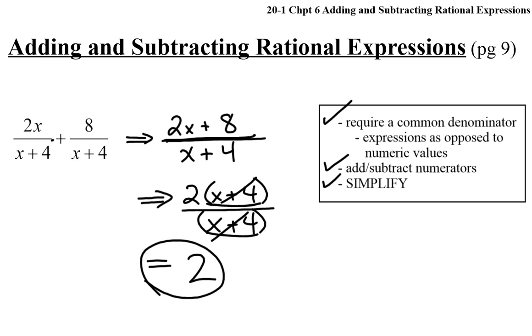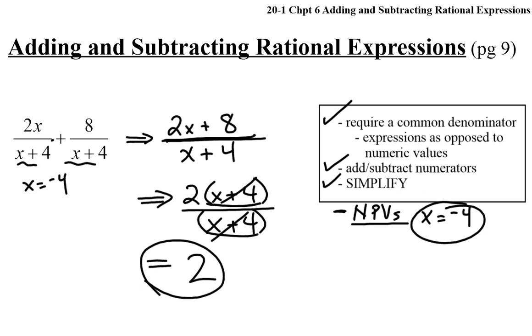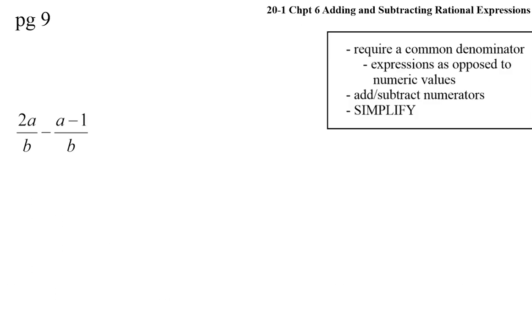Will it always equal 2? Not necessarily, because again, we always need to identify those NPVs. What are the values throughout this question that would create an undoable question? That's if our denominator equals 0. What would make a denominator of 0? If x equaled negative 4. So our NPVs are when x equals negative 4. Make sure you identify. So our answer is 2 as long as x didn't equal negative 4 during the question. There you go. Let's go through a couple other ones fairly quickly now.